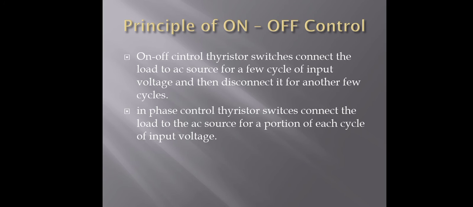In the on-off controller, the thyristor switches connect the load to the AC source for a few cycles of the input voltage and then disconnect it for another few cycles. That means in the phase control, the thyristor switches connect the load and the AC source for a portion of each cycle of the input voltage.